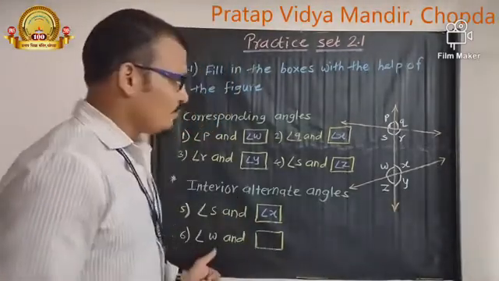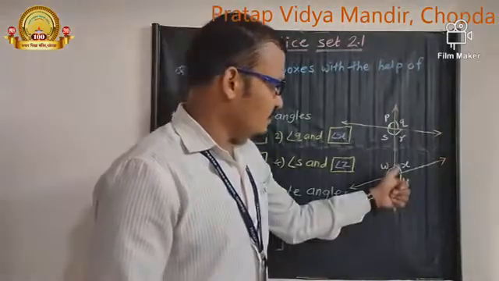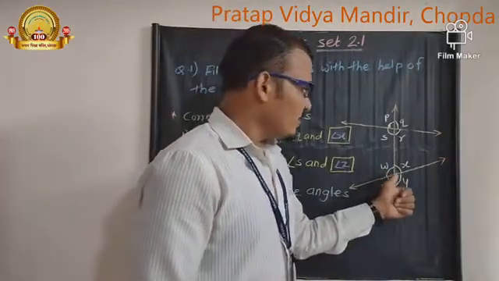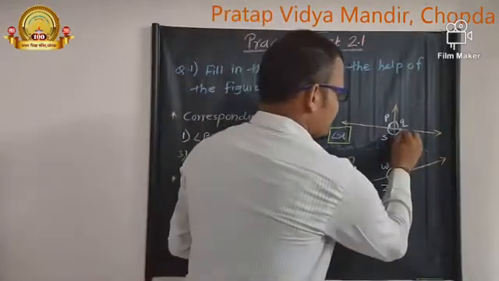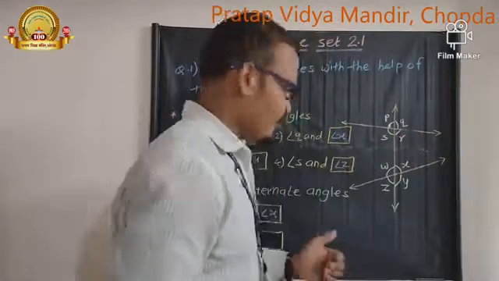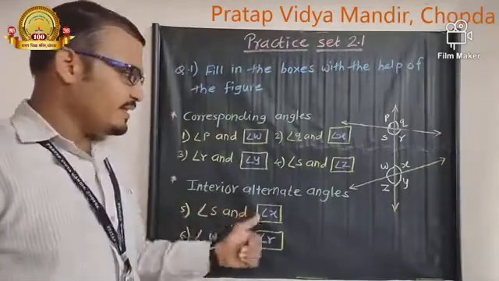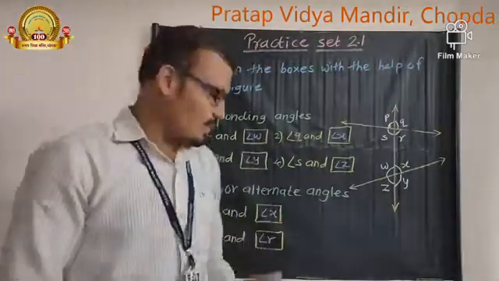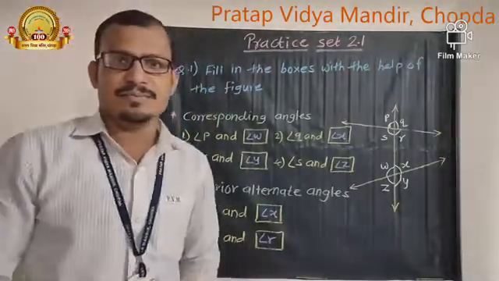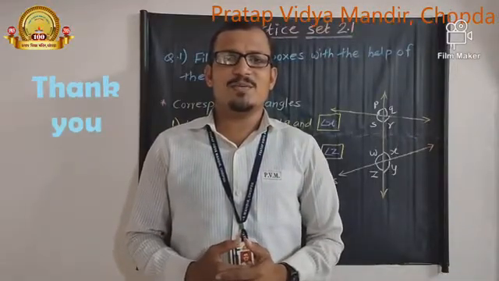Similarly, for angle W, this is our angle W. So the opposite interior angle is angle R. So angle R is the interior alternate angle of angle W. Friends, now you can easily solve the remaining examples of our practice set 2.1.